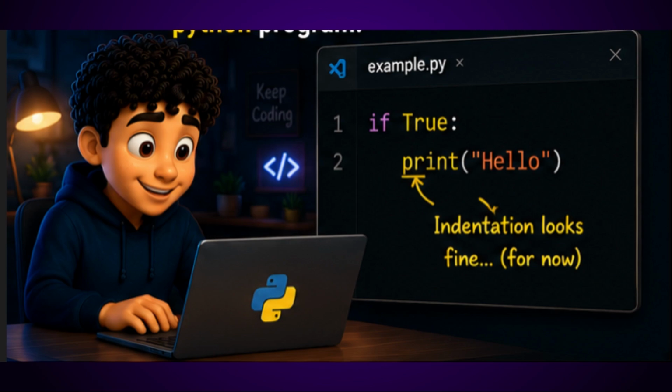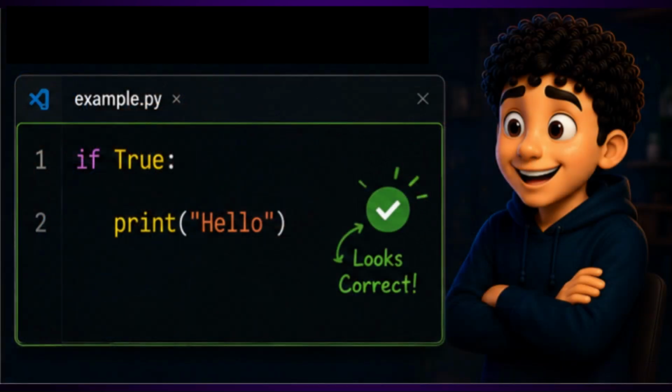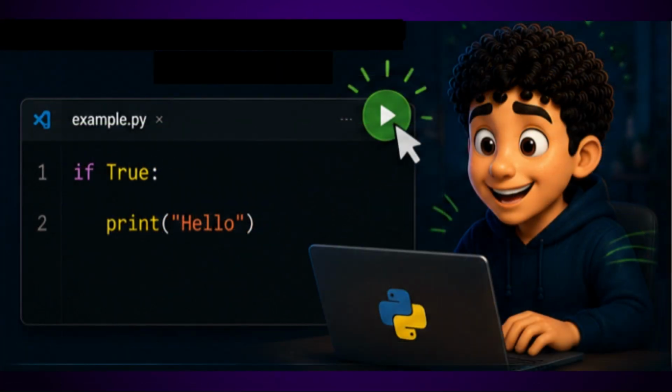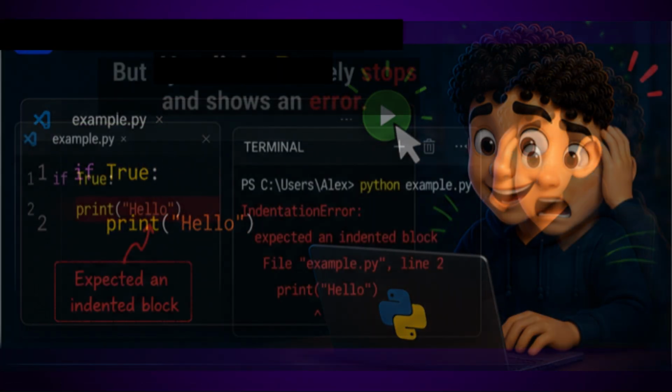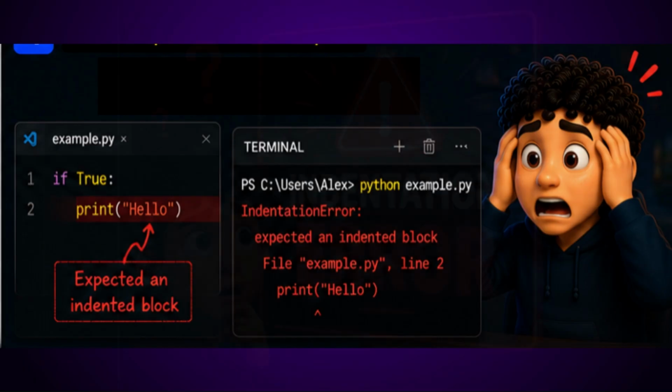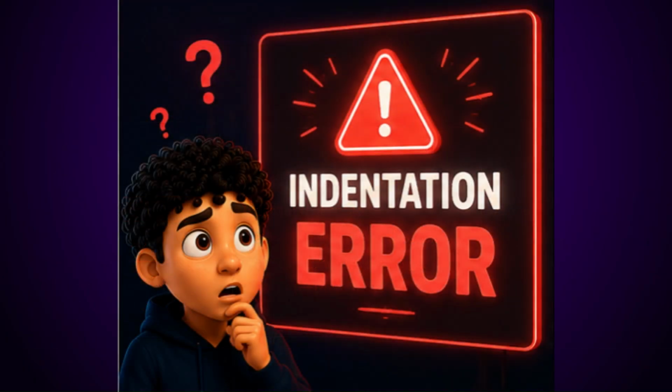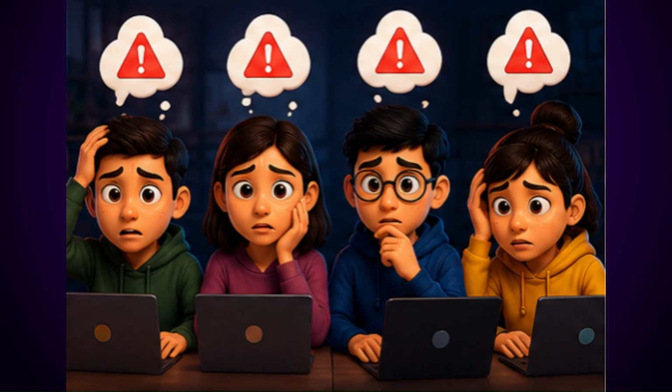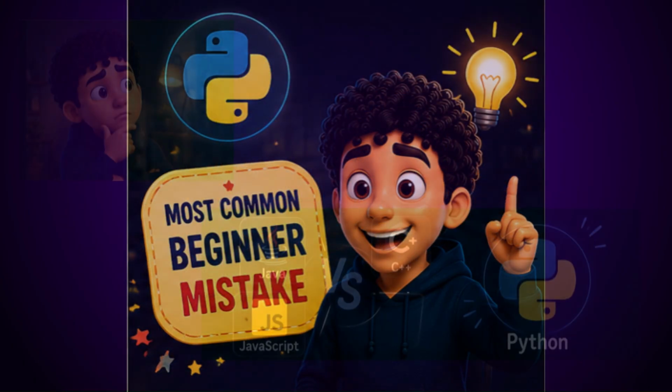Alex is writing a simple Python program. Everything looks correct. He clicks run. But Python immediately stops and shows an error. This error is called an indentation error, and it is one of the most common beginner mistakes in Python.